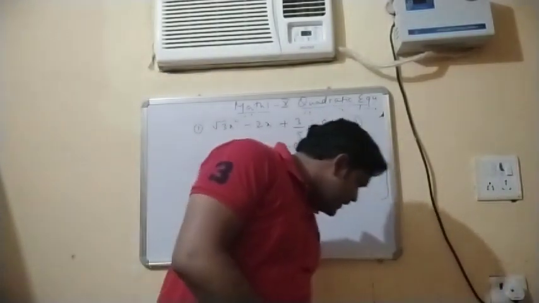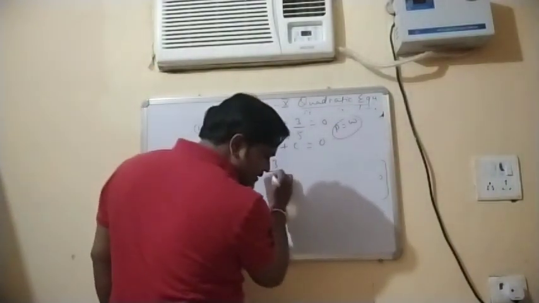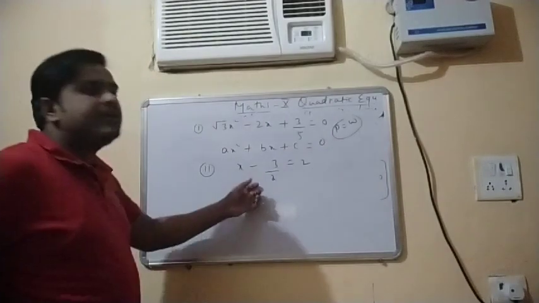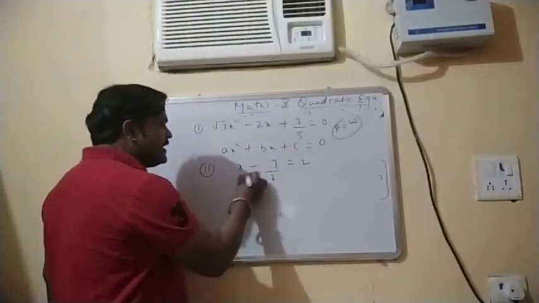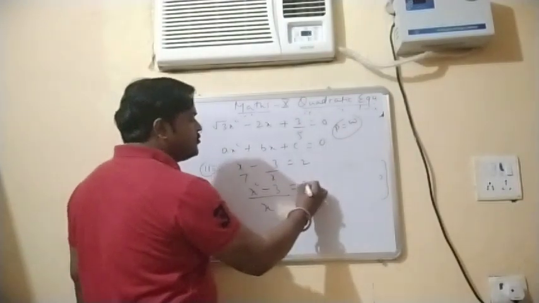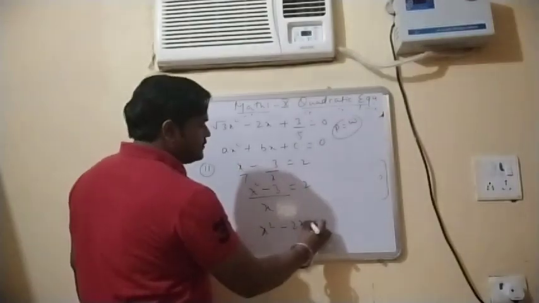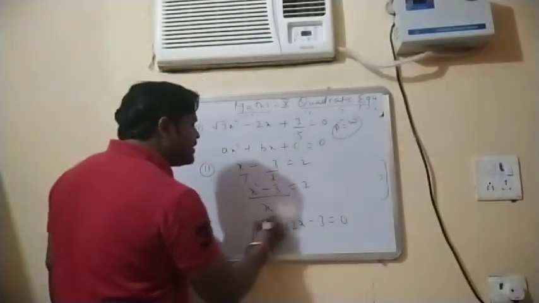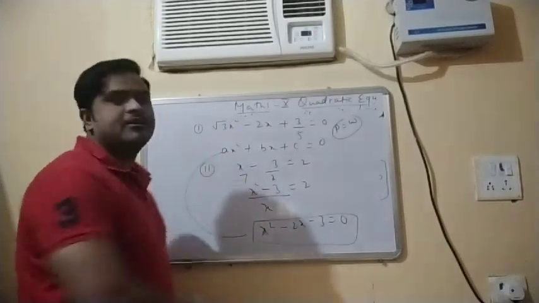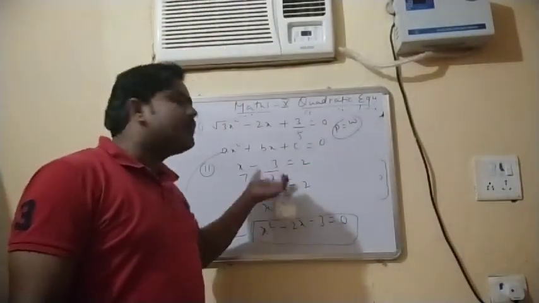One more question I'll take. Let x minus 3 by x is equal to 2. From here we cannot say that this is a quadratic equation, but on solving it, we'll take the LCM. This will be x square minus 3 equal to 2. On cross multiplying it, this will become this type. Now we will compare it with ax square plus bx plus c. You will come to know that this equation is also a quadratic equation.